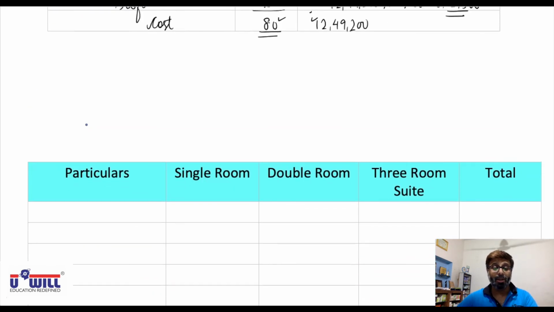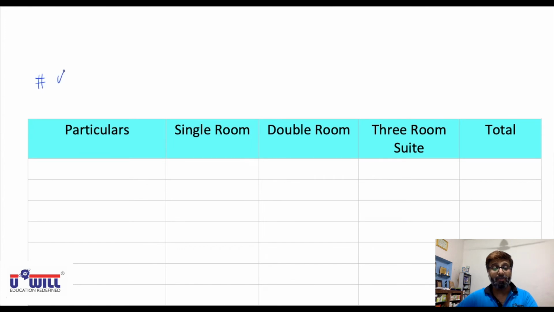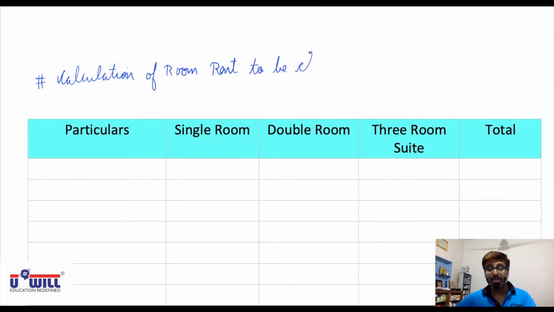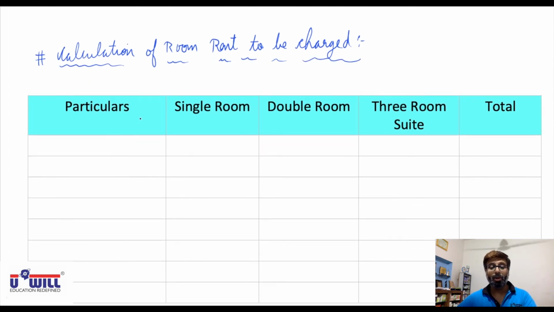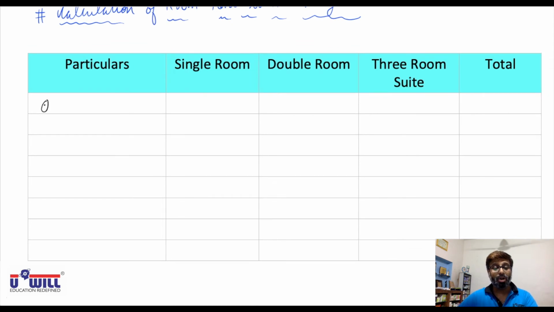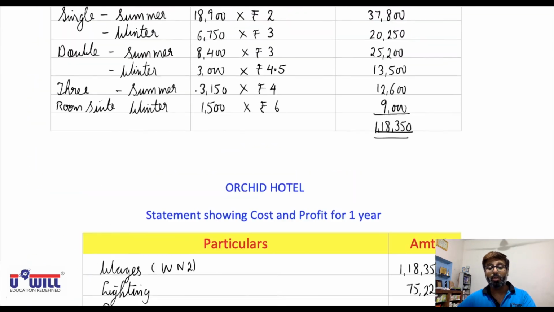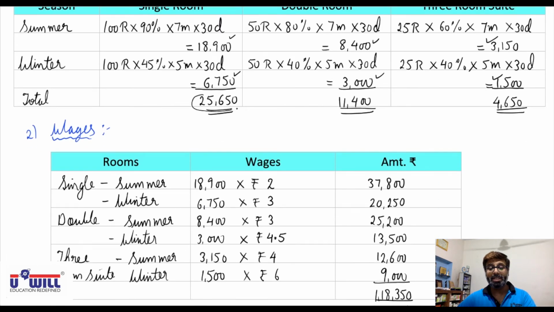Now we will be making the calculation of rent to be charged as we have been doing in past 3-4 questions. So calculation of room rent to be charged. Now here, first occupancy, we have done this earlier also. Occupancy of single room we got it as 25,650.